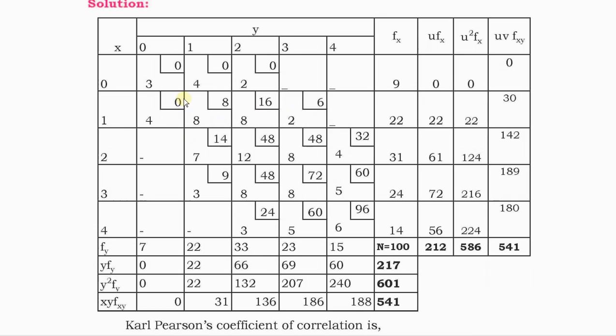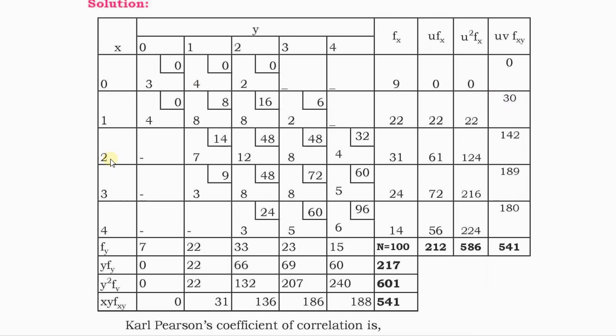Next, take its total here. 0 plus 8 plus 16 plus 6, so 30. Okay, so write the totals here. The numbers written here are the totals of the windows. In the window part, whatever numbers are there, their totals will be written here.